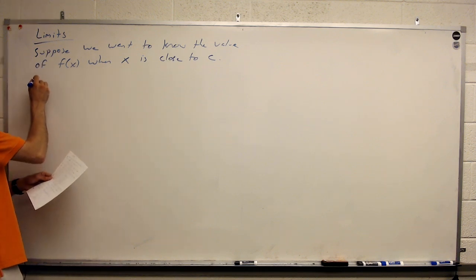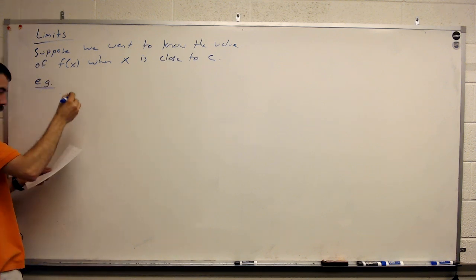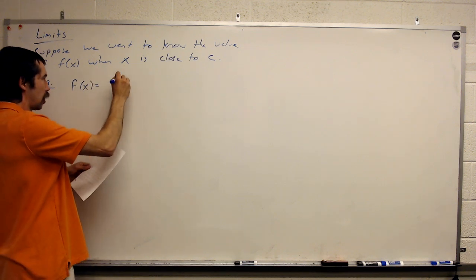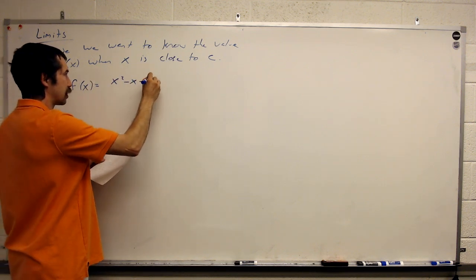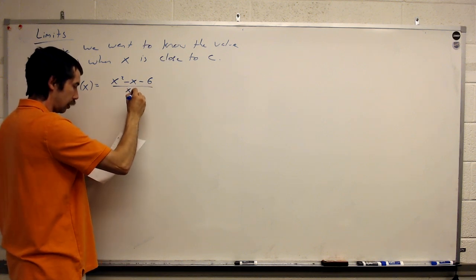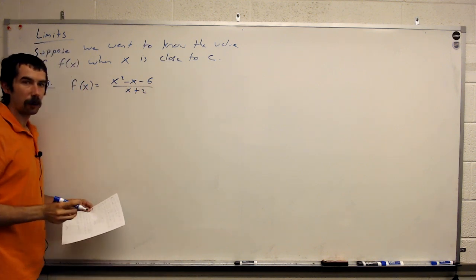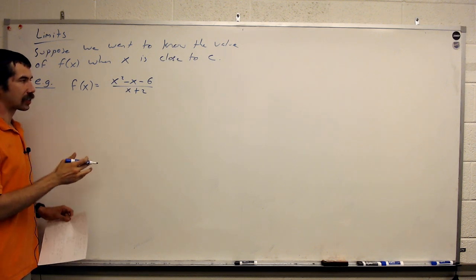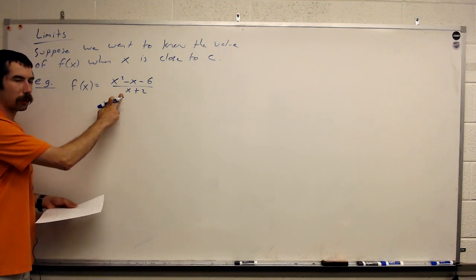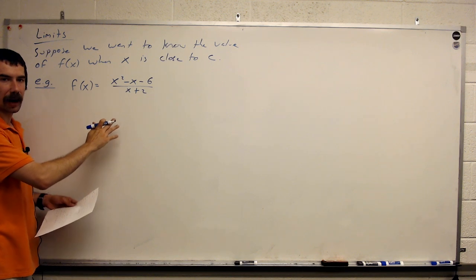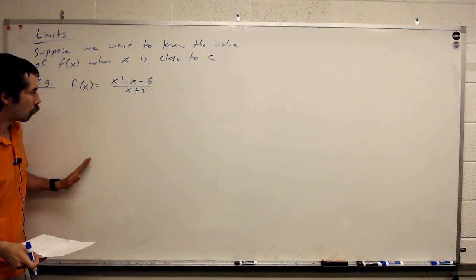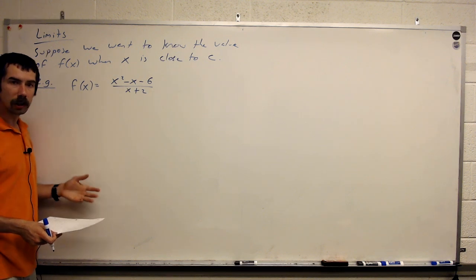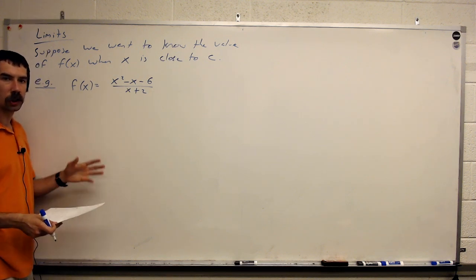So for example, suppose we have f of x equals x squared minus x minus 6 over x plus 2. And we want to know what happens to our function when x gets close to negative 2. Negative 2 is in our denominator, so it's possible that our function blows up to infinity or negative infinity. But it's also possible that we have a hole or a jump in our graph.